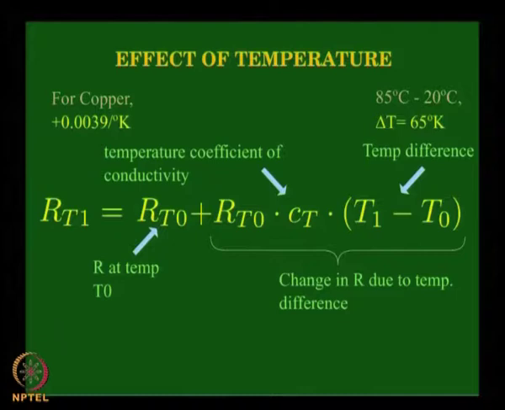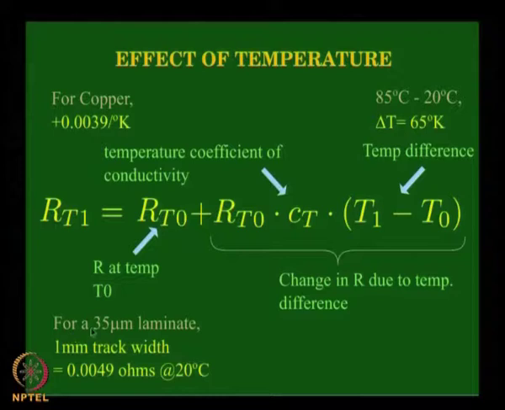Now, if you give some numbers, let us say the temperature difference that you want to calculate for is 65 degrees. That is, the temperature at which you want the resistance value is 85 degrees. The nominal temperature at which you can calculate is 20 degree centigrade, because from the values of the resistivity, you are able to calculate the resistance value at 20 degree centigrade. Now, for this extra 65 degrees temperature difference, you have to make the difference calculation in resistance.